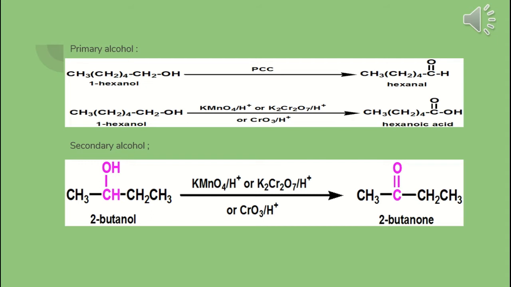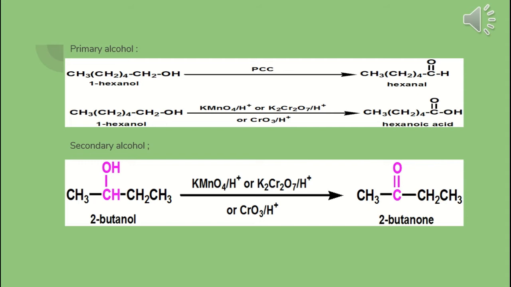1-hexanol reacting with PCC will form hexanal. Meanwhile, 1-hexanol, the same alcohol, reacting with a different type of reagent, which is acidified potassium dichromate, acidified potassium permanganate, or acidified chromium trioxide, will produce hexanoic acid, which is a type of carboxylic acid.